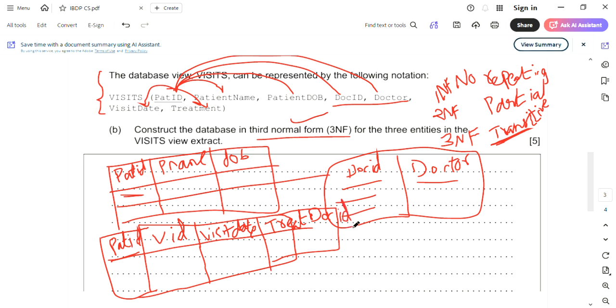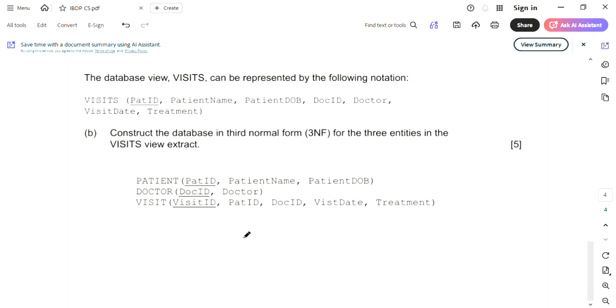Is it understood? So now can I say that there are no partial dependencies, no transitive dependencies, no repeating groups, because we have already divided. So I can write like this: patient ID is the primary key, doctor ID is the primary key, and visit ID is the primary key for these three tables.